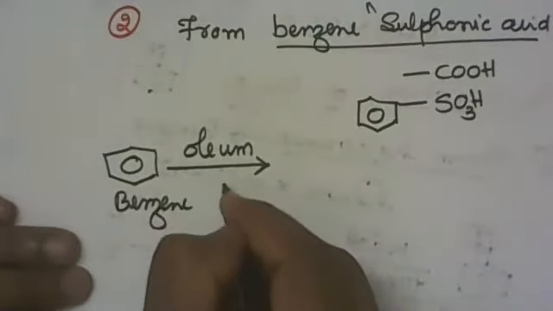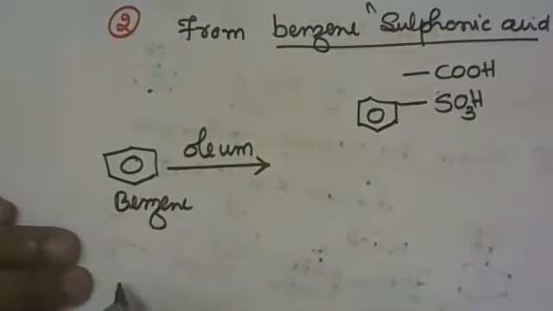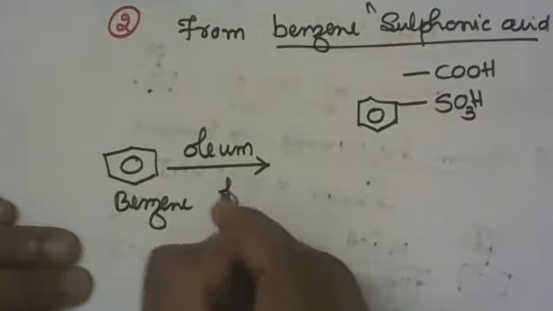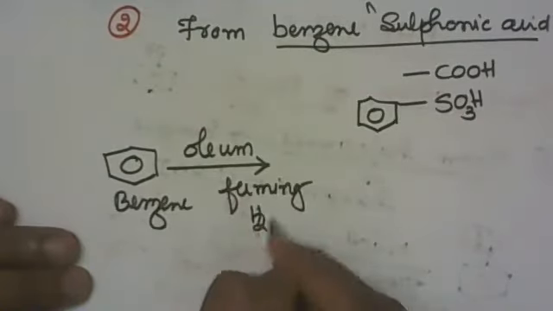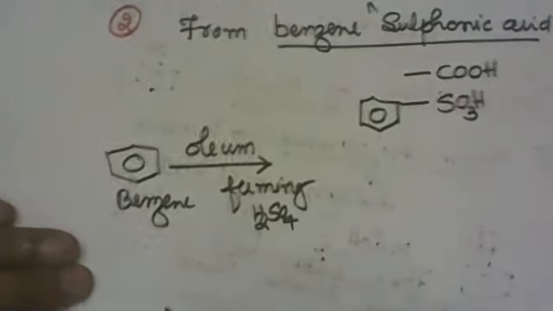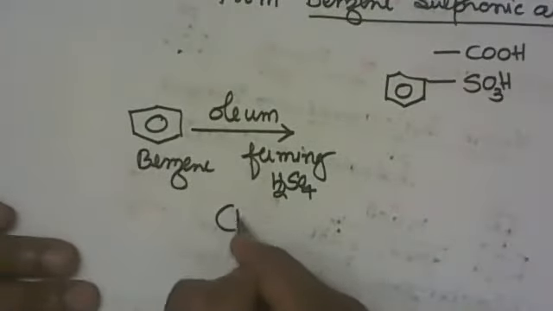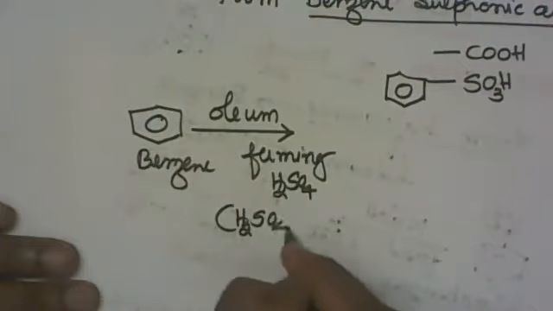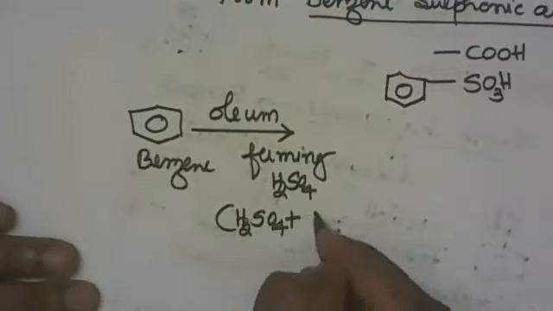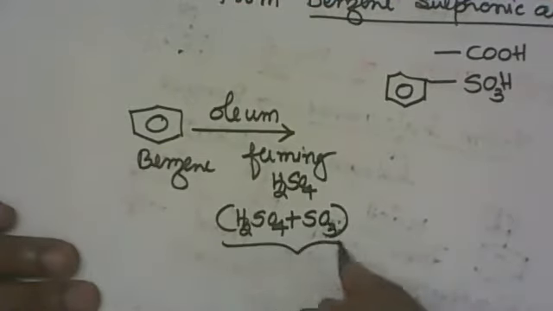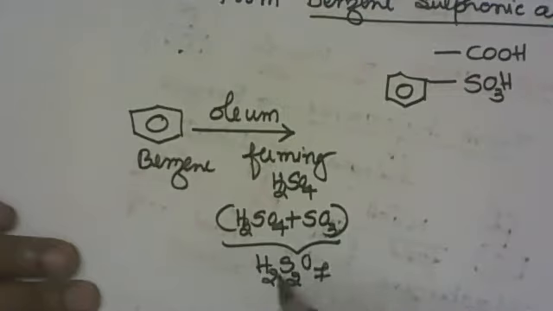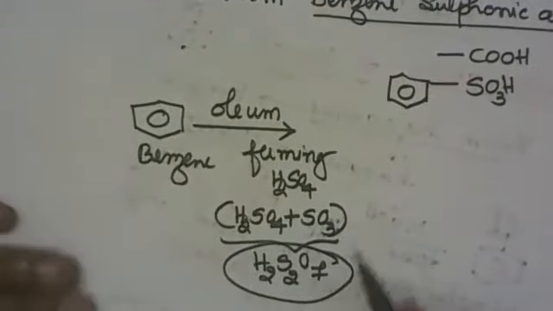What is oleum actually? Oleum is nothing but fuming sulfuric acid. What is fuming sulfuric acid? It's a mixture of concentrated sulfuric acid and sulfur trioxide gas into it. Together can be written as H2S2O7. This is the actual composition of oleum.